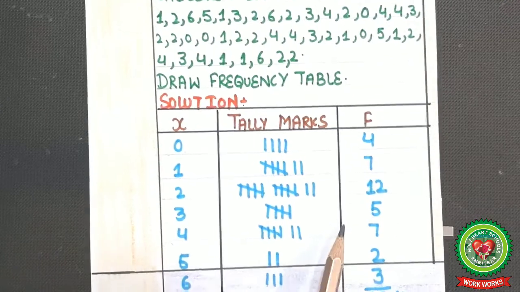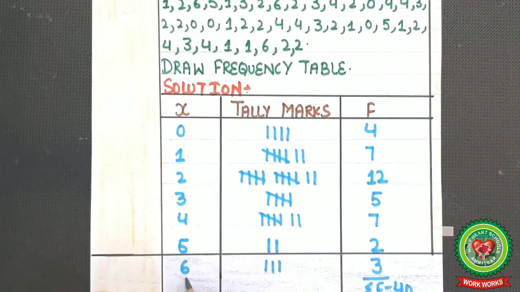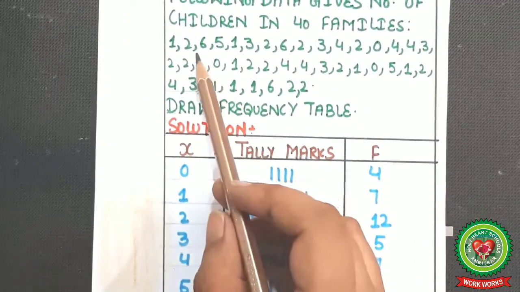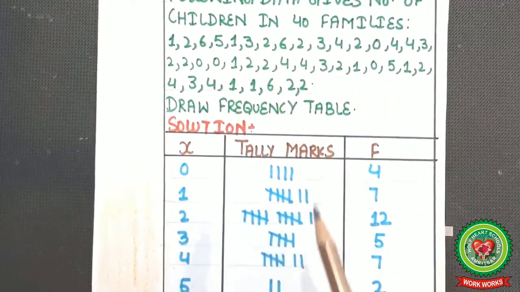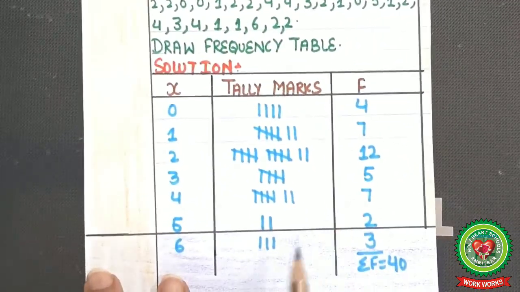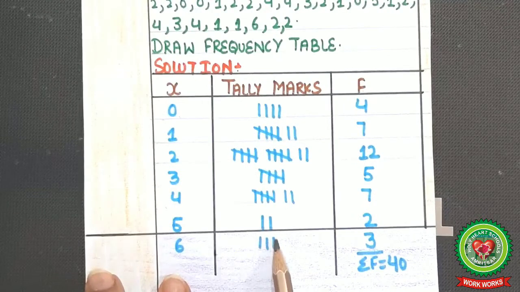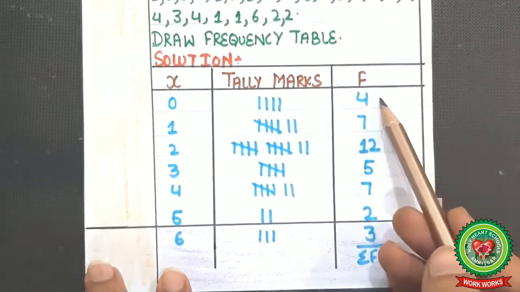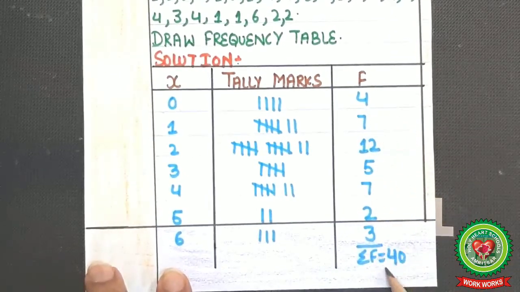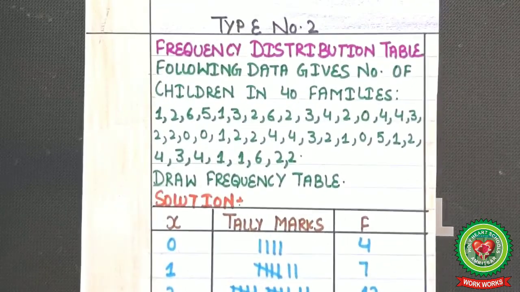After 5, the next number is 6. We have to count. It is coming 1, 2, 3, so 3 times. So here we will write 3 tally marks, and here also write 3. At the end we will find summation f, meaning the total of f, that is 40. So this was all about the frequency distribution table.